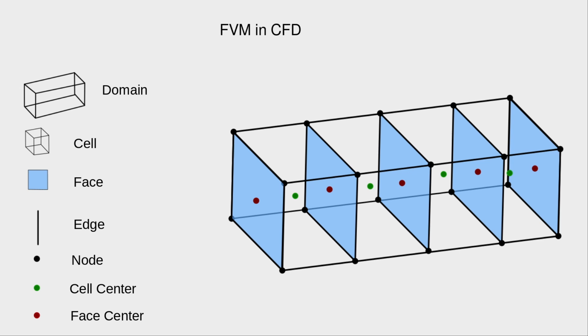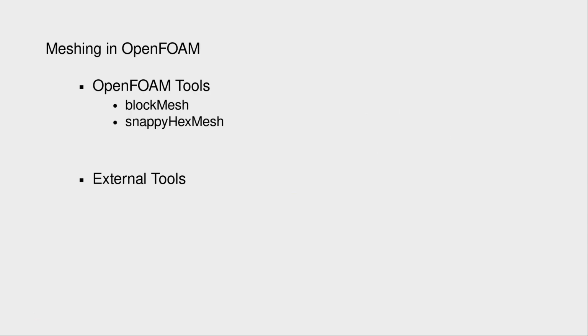This is why we need meshing tools to generate this data for us, which we later use to discretize the equations with finite volume method techniques. To generate this data, OpenFOAM has two mesh creation tools, blockMesh and snappyHexMesh. But you still have the freedom to create mesh using your favorite meshing tools and then import it to OpenFOAM using conversion mesh utilities that are available in OpenFOAM. In this video, I explain the blockMesh utility in detail.